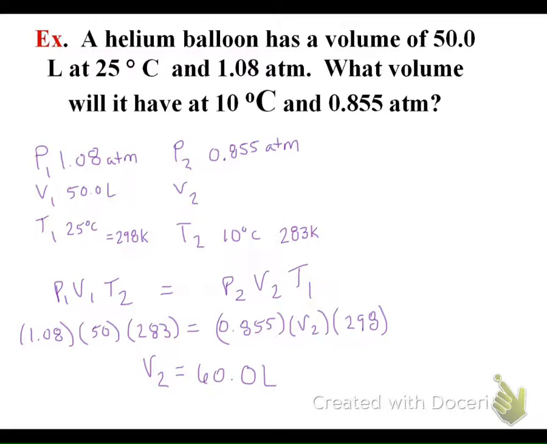Mistakes happen when people don't put their T1 and their T2 on the correct side, when people don't convert to Kelvin, or when units are not the same. So just check those things when you're working through this.